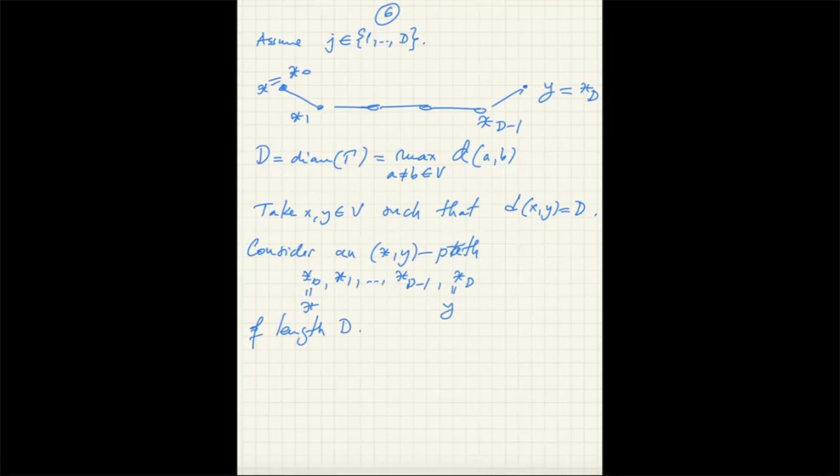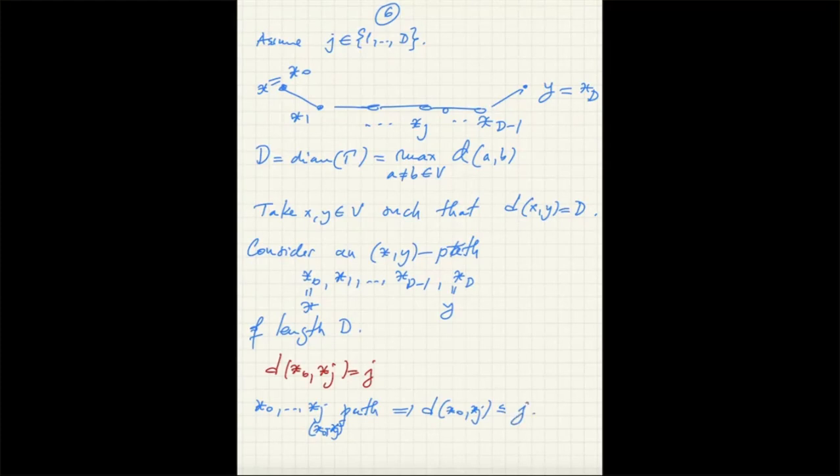Now, somewhere here, I have X0, X1, let's say there is some Xj. Now I claim that the distance between X0 and Xj is j. This is clear because X0 to Xj is a path, and that implies that the distance between X0 and Xj is less than or equal to the length of this path, which is j.